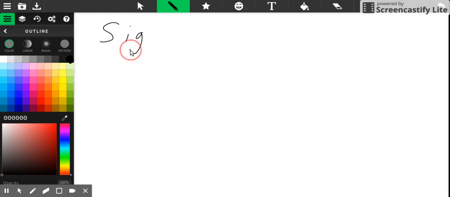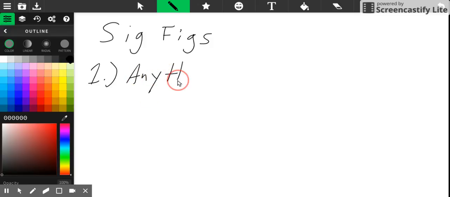Alright, sig figs, significant figures. We're going to write down the rules, and then we're going to do a whole mess of practice. So you have 3 rules. Rule 1: anything non-zero is significant. So that's any digit 1 through 9.